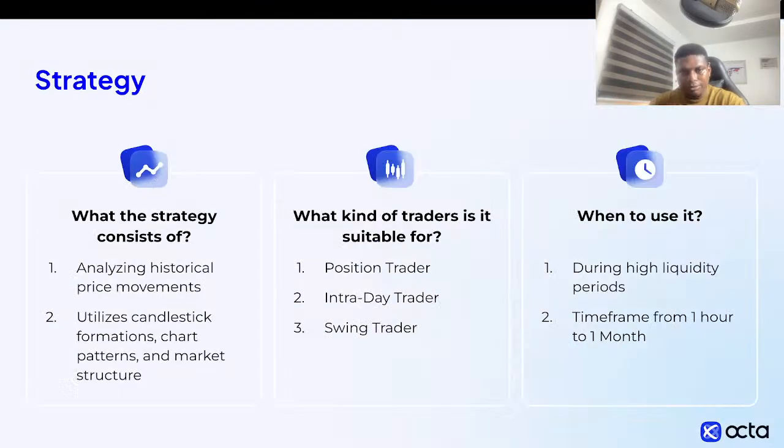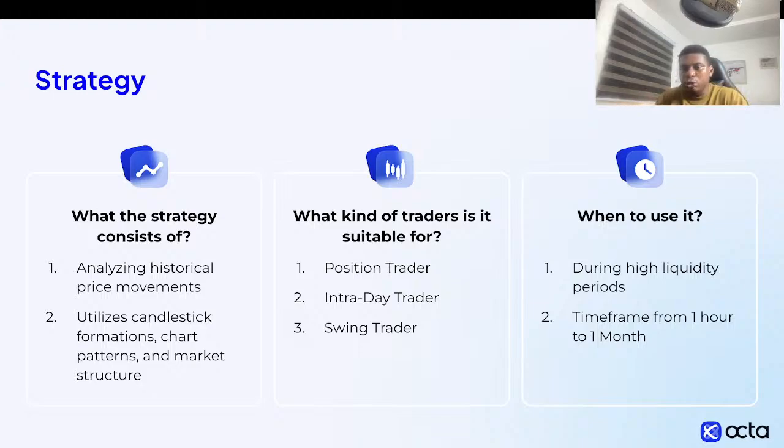All right. Now what does our strategy consist of? So our strategy consists of analyzing historical price movement, utilizing candlestick formation, chart patterns, and market structure. Now, what kind of traders is it suitable for? It's suitable for one, position trader, two, intraday trader, three, swing traders.